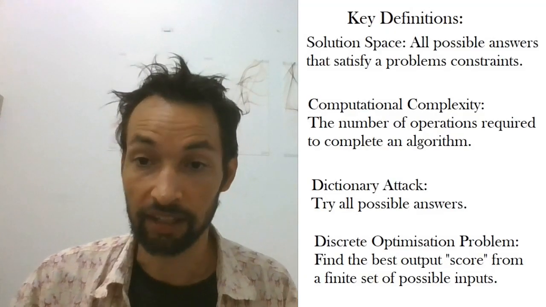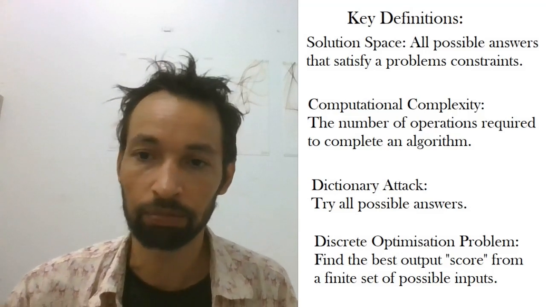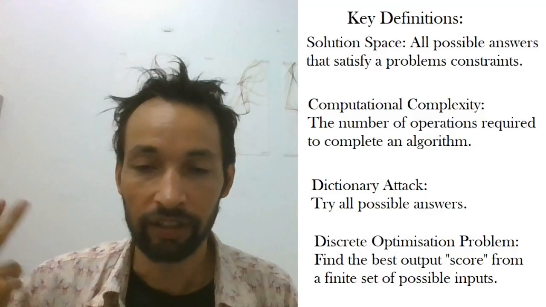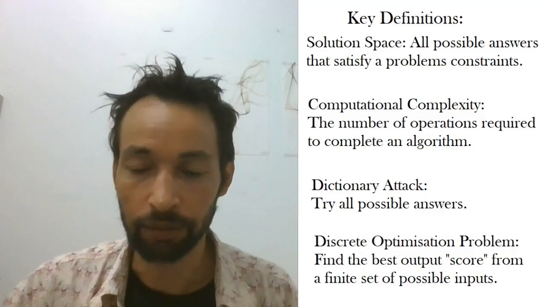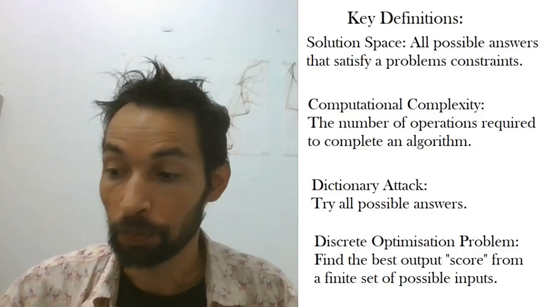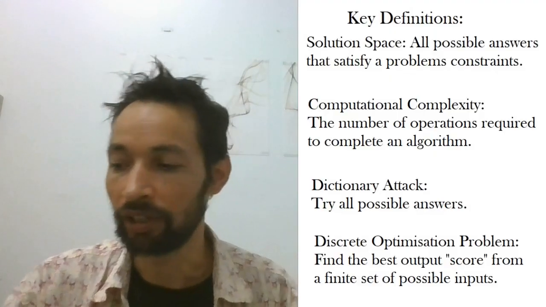A dictionary attack is when you just check every single option in the problem. In this problem, it would be all the possible squares with 1 to 16 inside: 16 times 15 times 14 times 13 down to 1. Too much to check. It's a ridiculous number. So we need to get the computational complexity down. That's all we need to know about that, really.